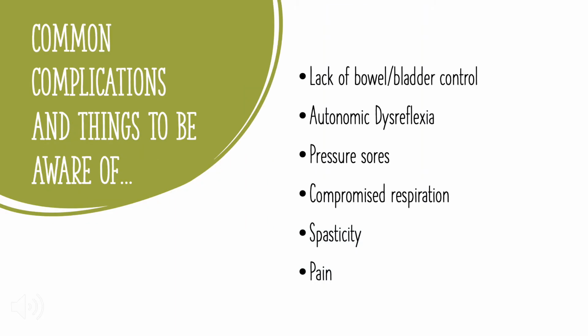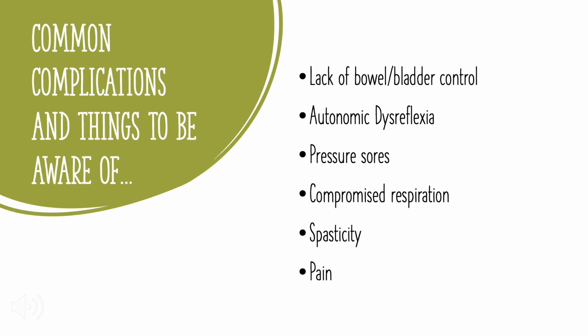Now we will discuss common complications and things to be aware of. First, as mentioned in previous slides, a spinal cord injury typically results in a loss of bowel and bladder control. While the individual will likely have this under control using their bowel and bladder care routine by the time you work with them at Wasatch, this is important to be aware of so you know that you do not need to ask them if they need to go to the bathroom, etc.